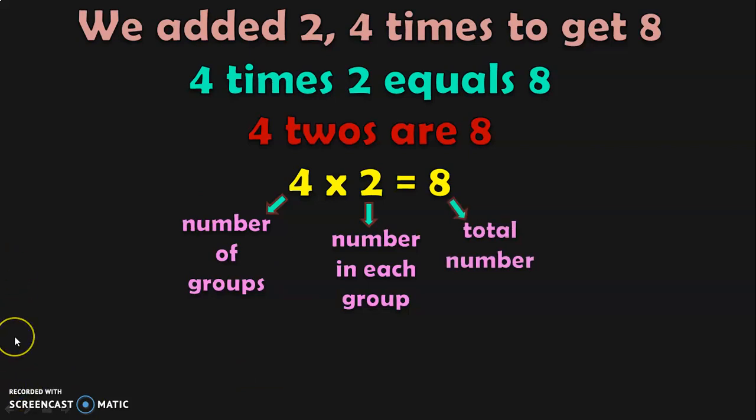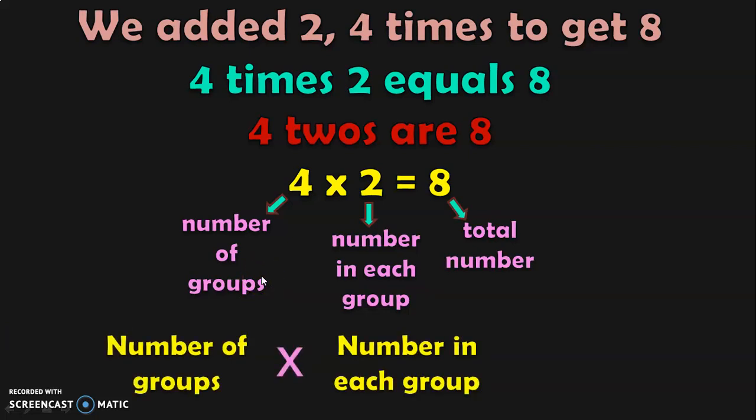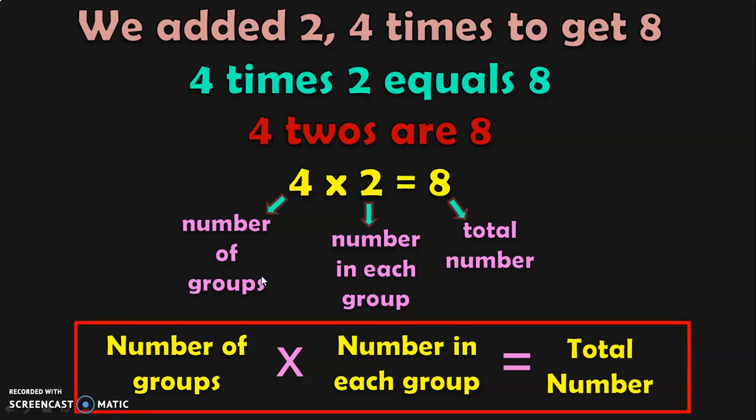4 into 2 is equal to 8, where 4 represents the number of groups and 2 represents the number in each group and 8 is the total number. Remember this formula. Number of groups into number in each group is equal to total number, which is a very important formula on which the multiplication is based on.